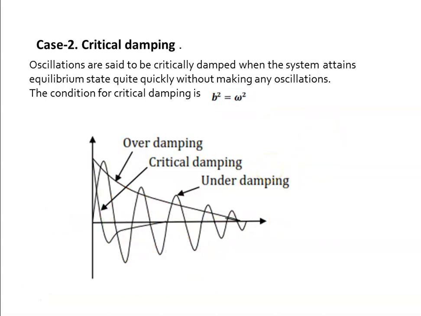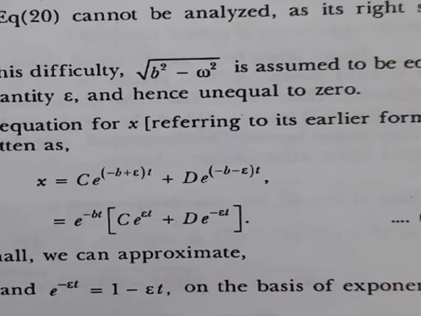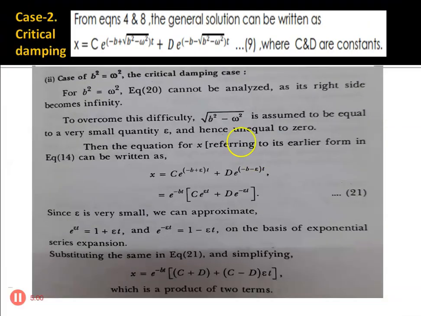Okay, is it clear? So we will see critical damping. So this is the general solution of damped oscillation. In this case, critical damping, b square is equal to omega square. So we can't take b square is equal to 0. What happens when b square is equal to 0? The second term completely becomes 0. So it does not have any significance to derive the equation for critical damping.